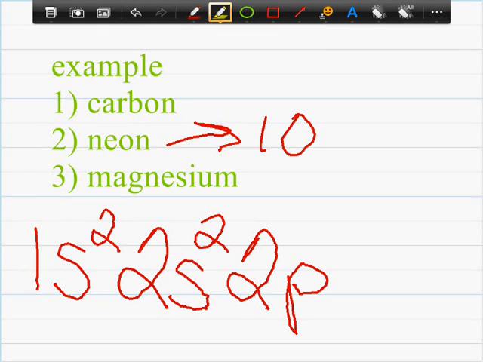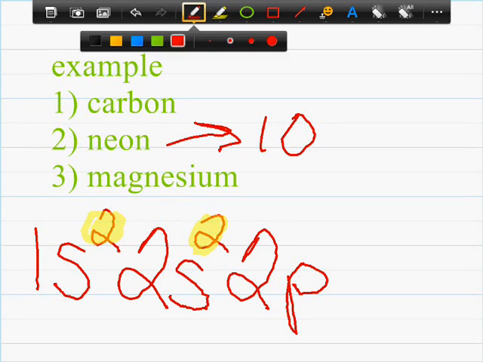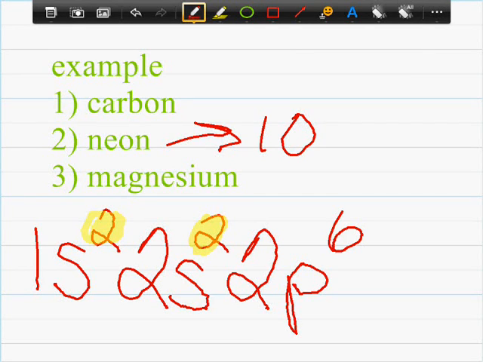Thus far we have 2 and 2, which is 4. So in order to get to 10, we're going to have to fill up our p orbital. So in this case, we have 2p6.